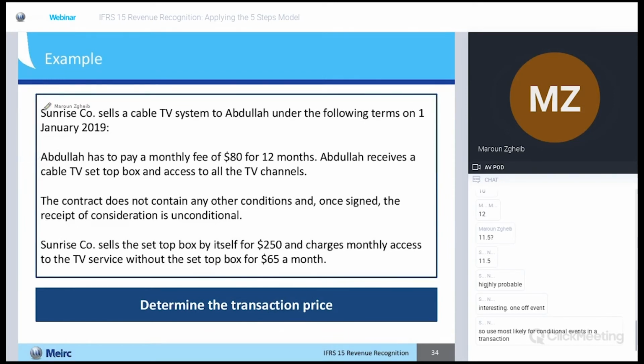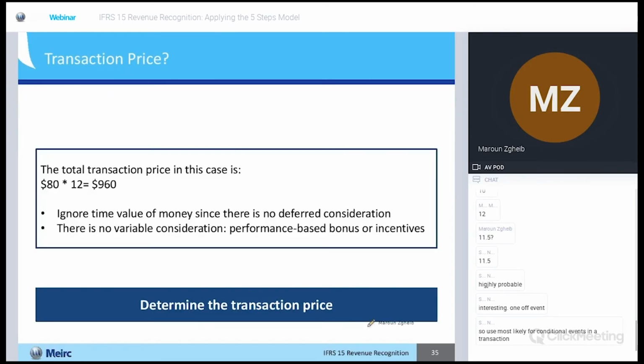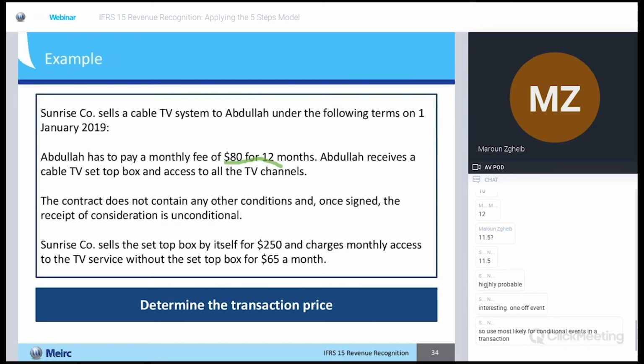Let's look here at the transaction price. Again, the same example. Sunrise Company sells cable TV system to Abdullah under the following terms. Abdullah has to pay $80 for 12 months. So in this case, what is the transaction price? In this case, it is $80 times 12 months, which is equal to $960.